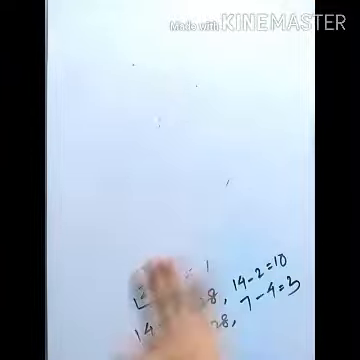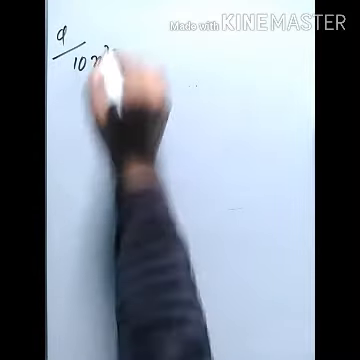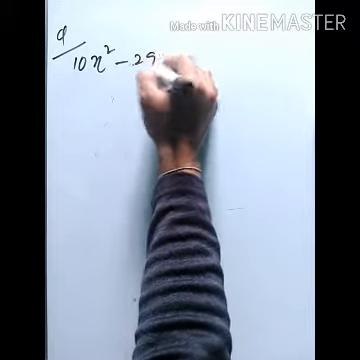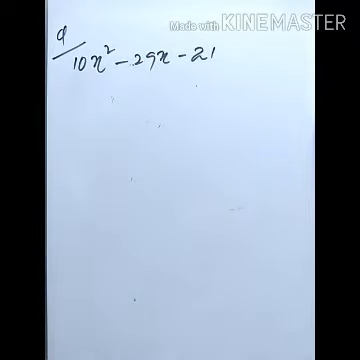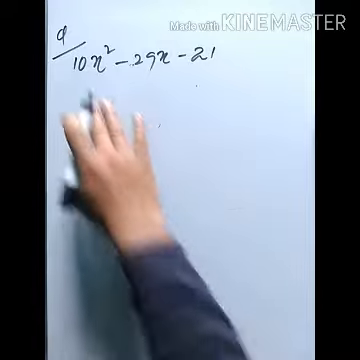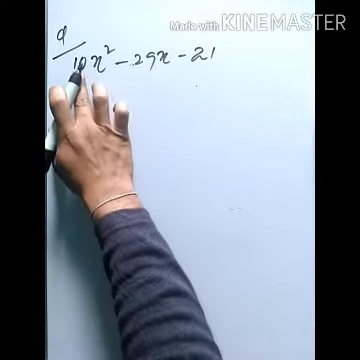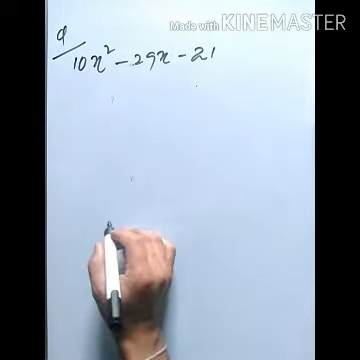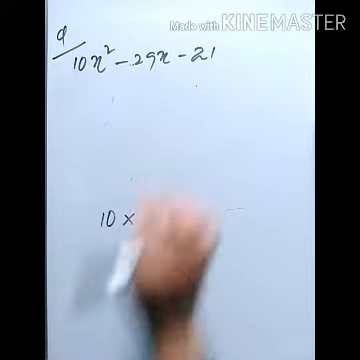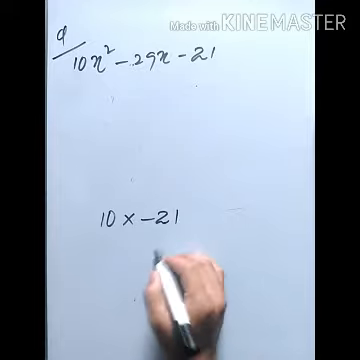Okay, now in question D we have 10x square. This is your D. 10x square minus 29x minus 21. Okay, let's see how it is. The terms are in the right order, fine. We don't have any issue for that. And the coefficient of x square is 10. So I'll just write here 10, into. And the constant term is actually minus 21. So let me write here minus 21.